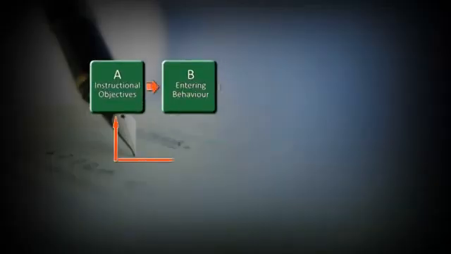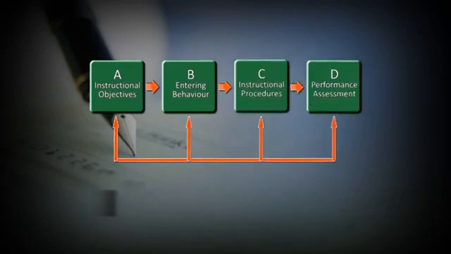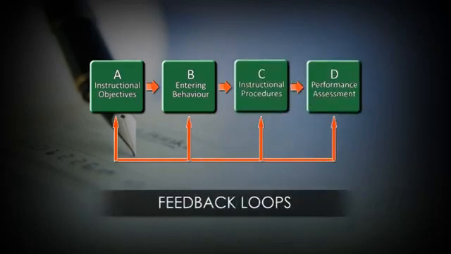If the need arises, objectives may be modified. The instructional procedure may be improved and assessment of performance is made again. It is possible to add many more connecting lines that connect components later in the sequence with the earlier ones. These are called feedback loops. The 4 feedback loops, as shown in the diagram, connect performance assessment with each of the earlier components of the model.